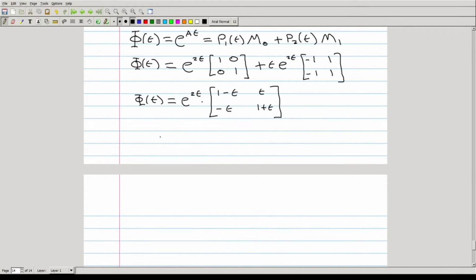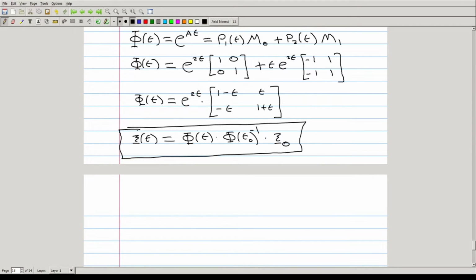And from the general variation of constants formula, we can go through and get the general solution. Xi of t will be equal to this matrix phi of t multiplied by the inverse matrix at t naught times whatever the initial condition is, xi naught. And there you have it. This gives you the way forward to solving any constant coefficient system of linear first order ODEs.